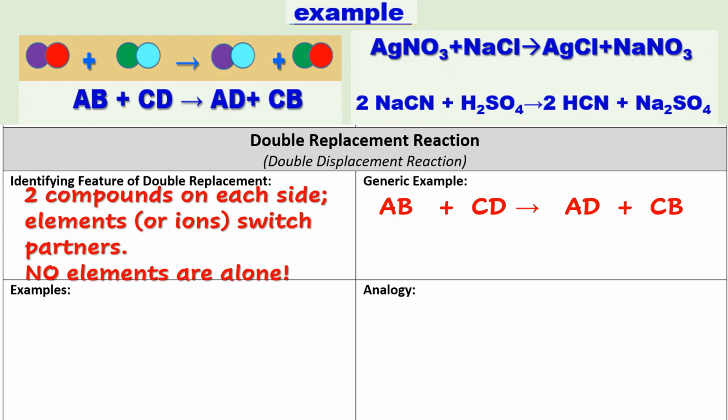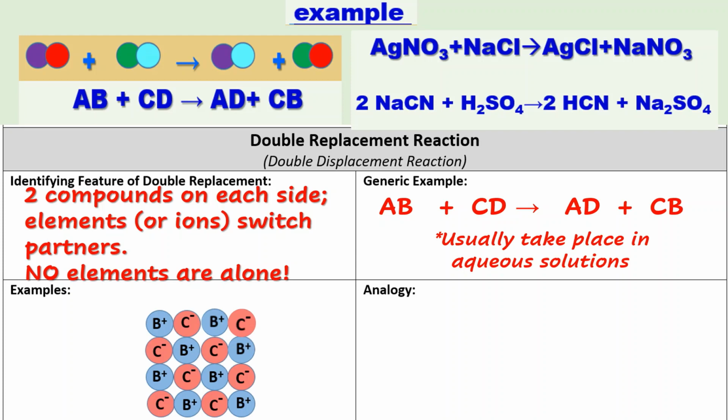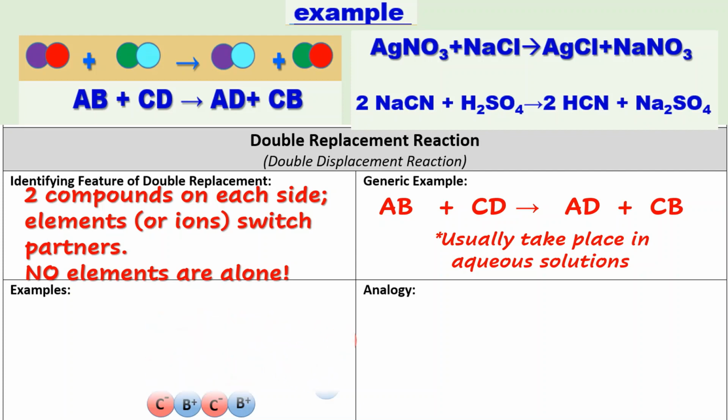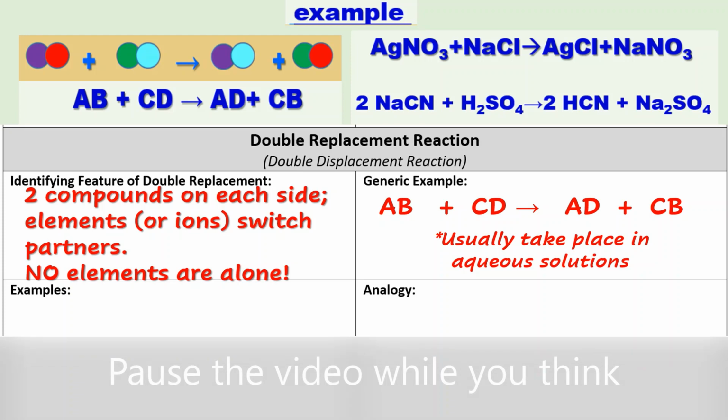This type of reaction usually takes place in aqueous or water solutions because, again, they tend to involve ionic substances. Dissolving them in water breaks the crystalline lattice holding the ions together so they can rearrange and form new bonds. Pause the video while you think of your own dance analogy for double replacement.